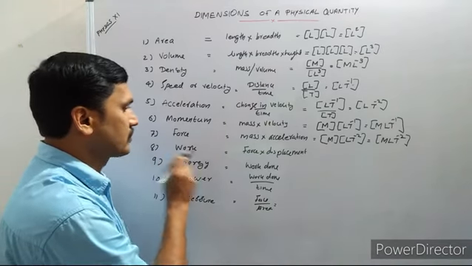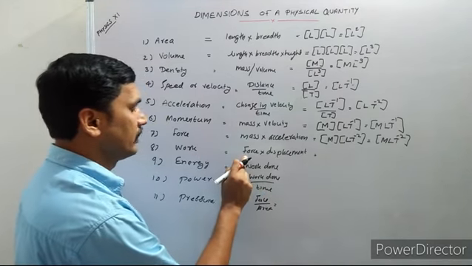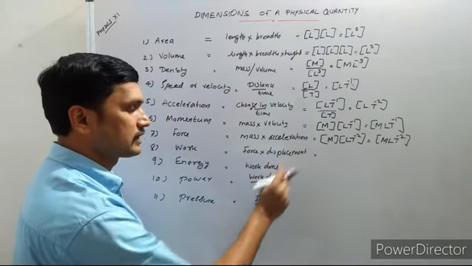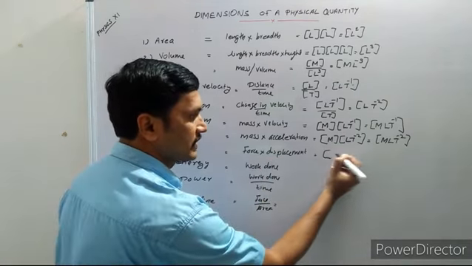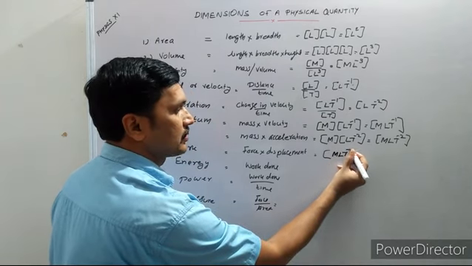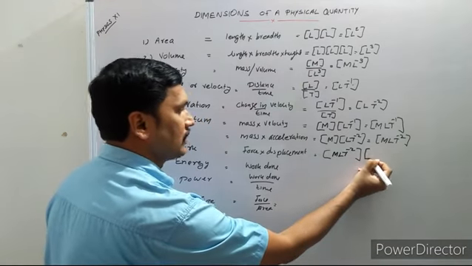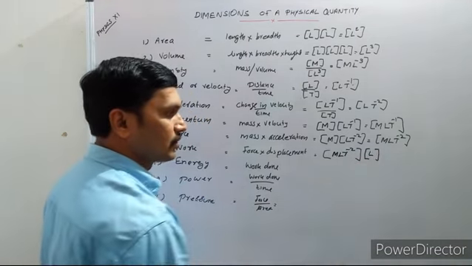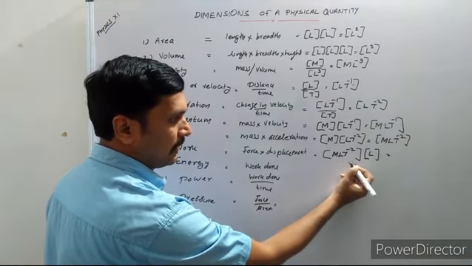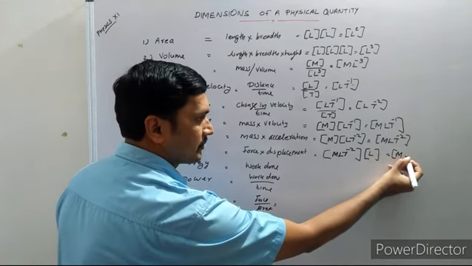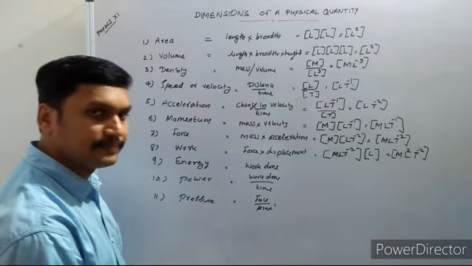Now let us see what is the dimension of work. The dimension of work is equal to the equation for work, force into displacement. What is force? The dimension of force is M L T raised to minus 2, into displacement. Displacement is actually length. So what is the dimension of work? M raised to 1, L into L becomes L raised to 2. So it becomes M L raised to 2 T raised to minus 2. That is the dimension of work.